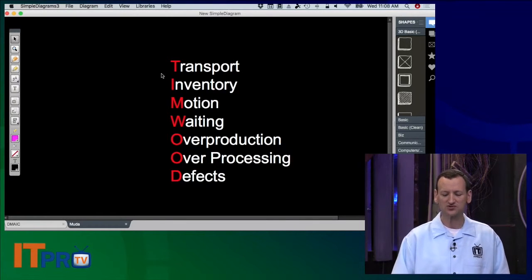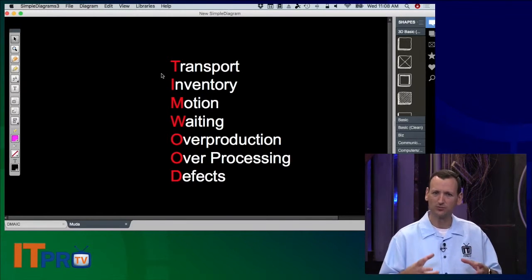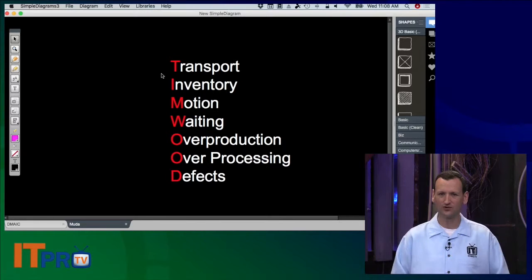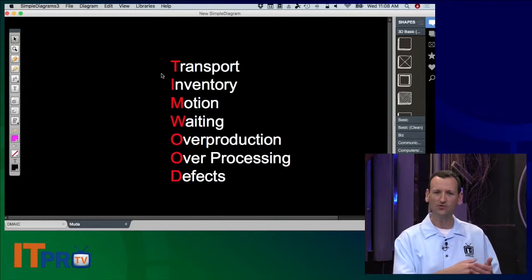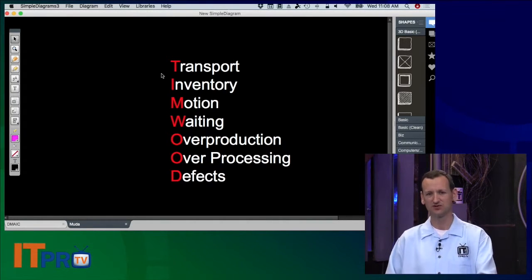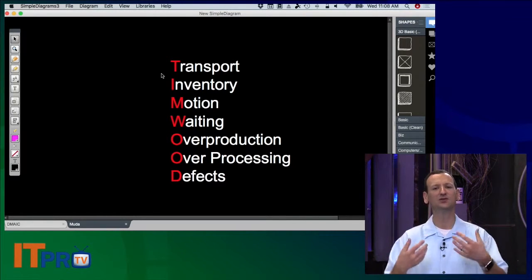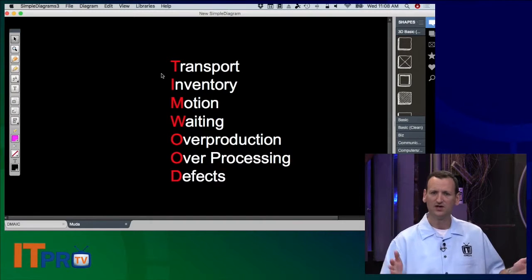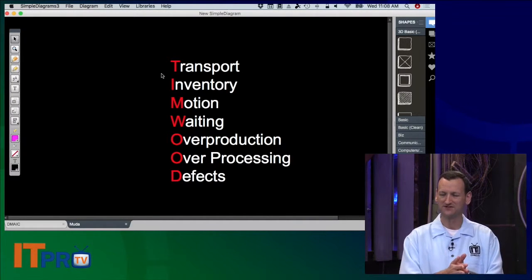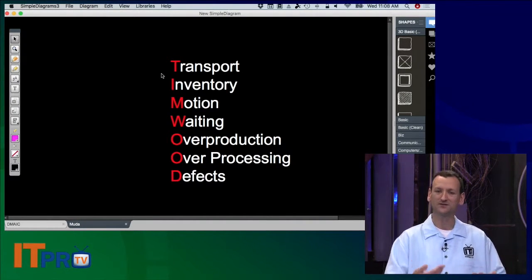The first one is transport. Anytime you have to move something from one location to another, the whole time it's being moved, it's like being held in reserve. You can't make money on something that's in the process of being moved. You can't use something while it's being moved. So if we can minimize the amount of time that it's being moved, that can help to minimize waste.